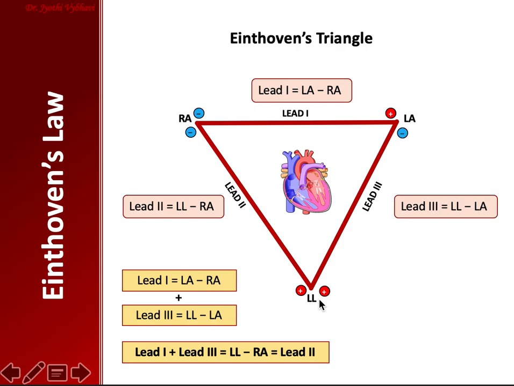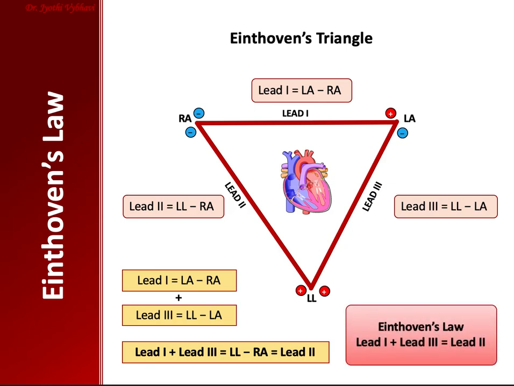So in other words, the voltage of lead 1 plus the voltage of lead 3 is equal to the voltage of lead 2. This is called Einthoven's law. Einthoven hooked up these leads in such a way that in any given instance, lead 1 plus lead 3 should give you lead 2. Ideally 1 plus 3 equals 4, but in ECG, 1 plus 3 is 2. So this is called Einthoven's triangle and this is called Einthoven's law. Very easy, isn't it? It's nothing to worry about.